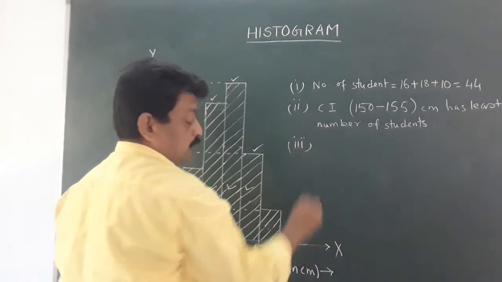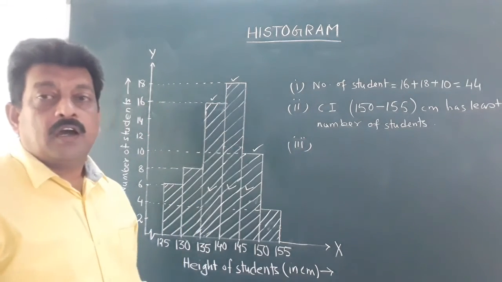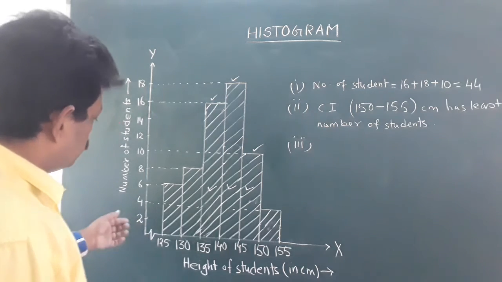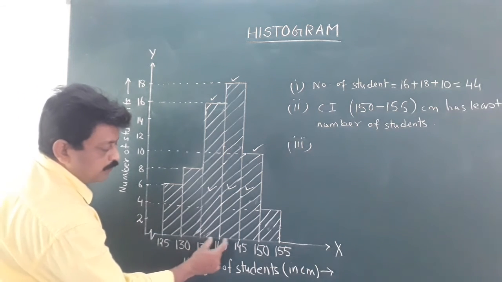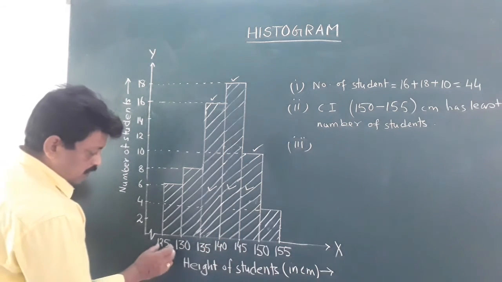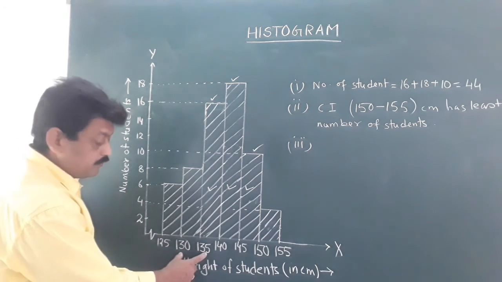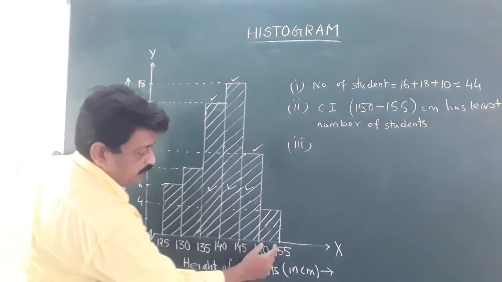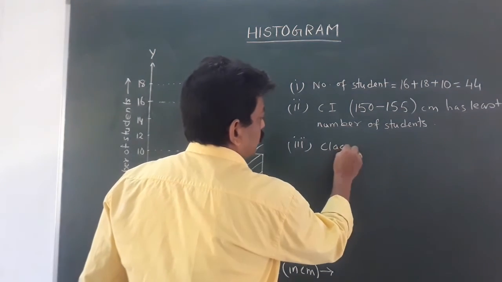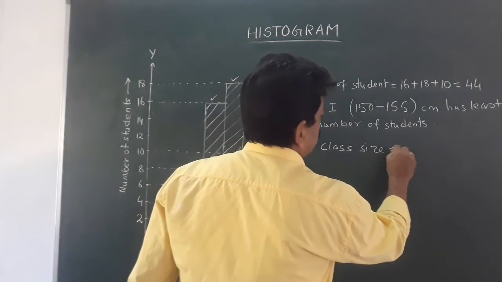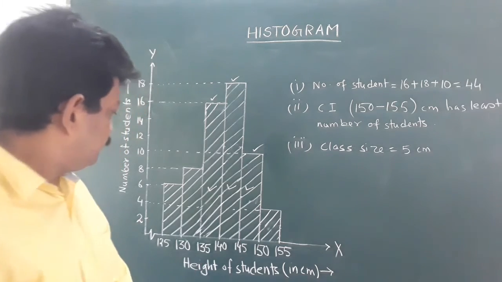Question number 3. What is the class size? As I have told you, class size means the upper limit minus lower limit. So if you go through the x-axis, you can see the class size is 5 only, 5 centimeter. Okay, 125 to 130 is 5, 130 to 135 is 5, 145 to 150 is 5, 150 to 155 is 5. So class size is 5. Class size equals 5. Here we have to write down the unit also, 5 centimeter.